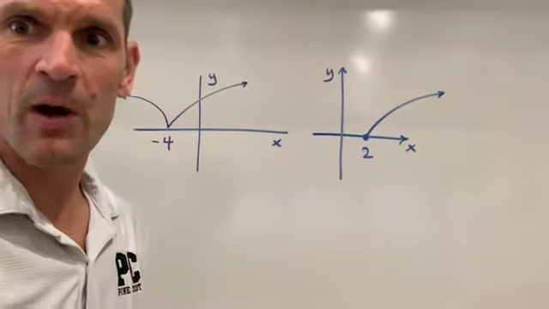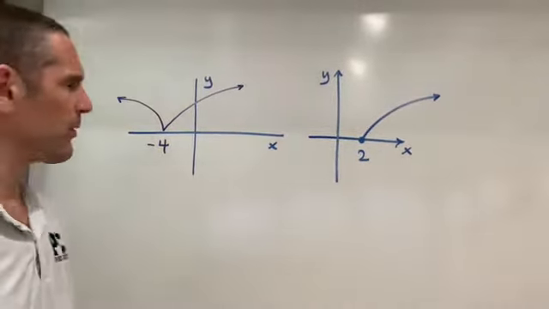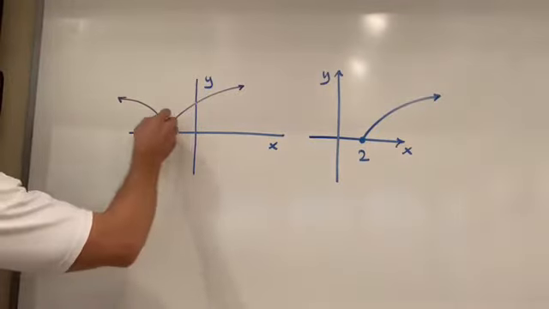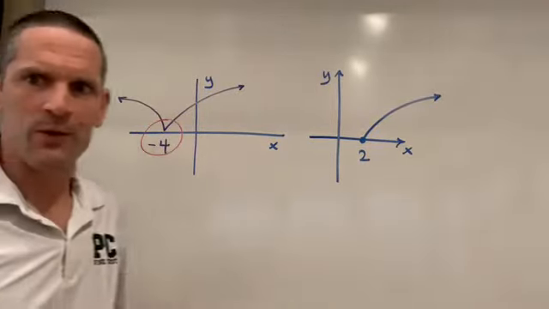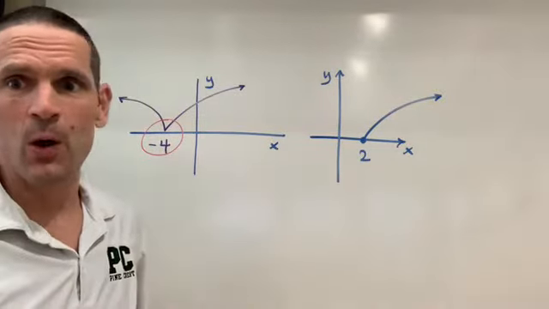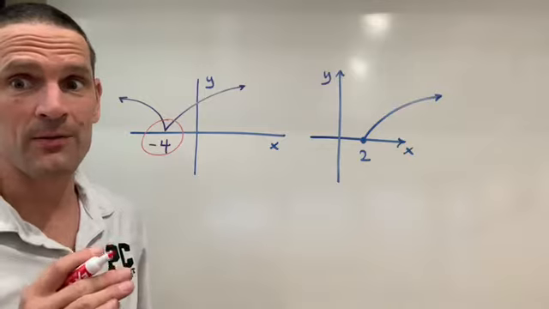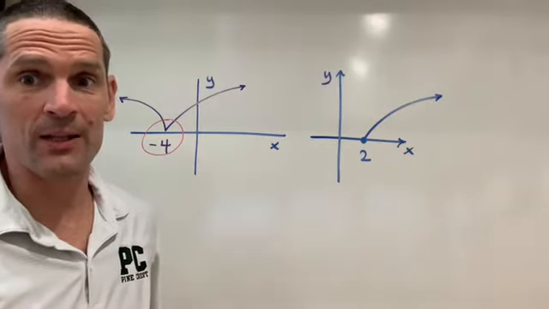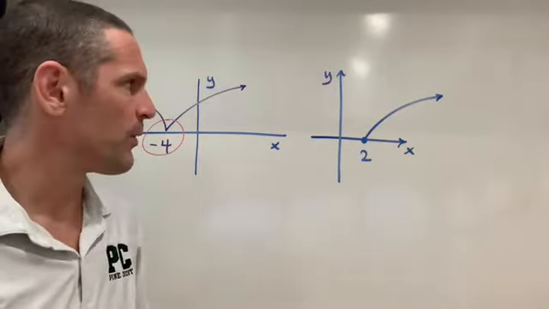Two more examples where our function is not differentiable. Right here, we've got this pinch point. Well, the derivative from the left of -4 does not equal the derivative from the right of -4. So we don't have a derivative at x equals -4. We say the function is not differentiable.